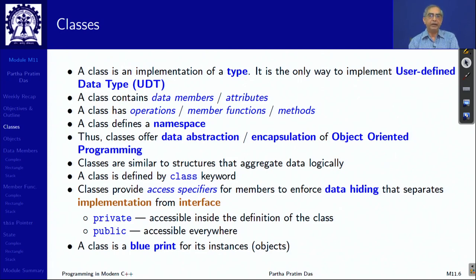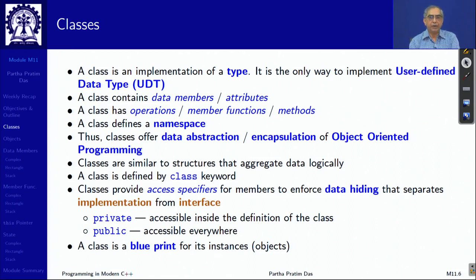So, you can think of a class being kind of a data structure as well. Class defines a namespace, that is, every symbol within the class is qualified by the name of the class. We will talk about namespace per se later on in more detail. So, overall the class offers data abstraction and encapsulation for object oriented programming.